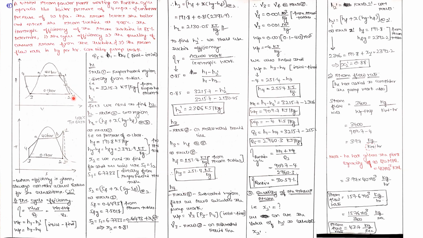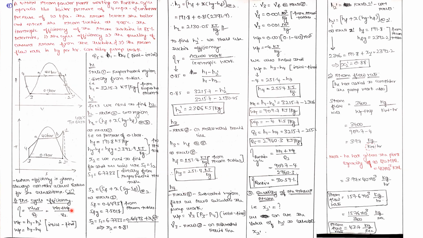So this is the only change in the PV and the TS diagrams. When the efficiency is given, always consider the actual values for the calculations, which is 2 dash. Whatever, if the efficiency is given, it is a known fact that you have to consider the actual values by using that particular efficiency. So look into it. The cycle efficiency of this particular Rankine cycle is given as the net work output by heat supplied. Again, the net work output is equal to turbine work plus pump work, divided by heat supplied.